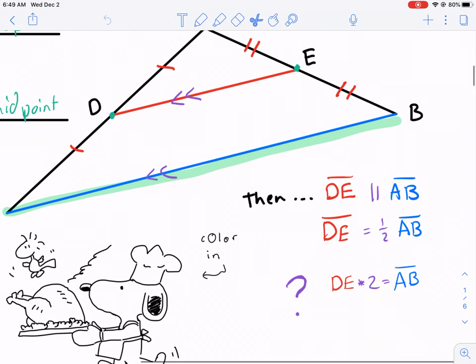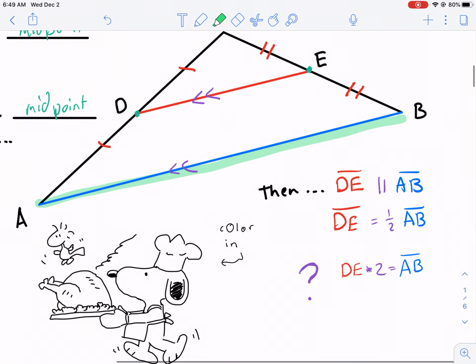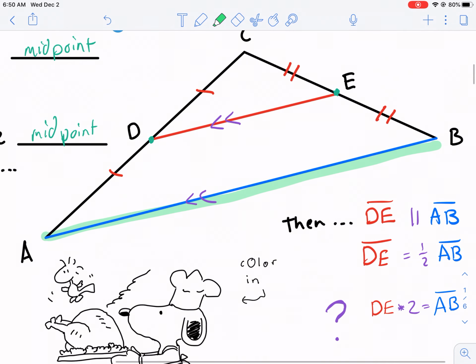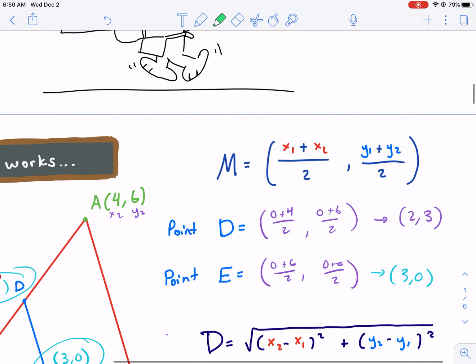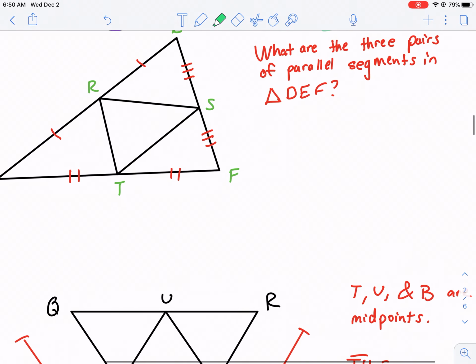Just as a recap, the mid-segment theorem states that if we have a mid-segment, a mid-segment being one that connects two midpoints on the triangle, then that mid-segment will be parallel to the corresponding side of that triangle, the parallel side. And also we know that DE, that mid-segment, will be half the length of that side. So a mid-segment in multiple senses connects midpoints, is half the length, and is parallel to the corresponding side.